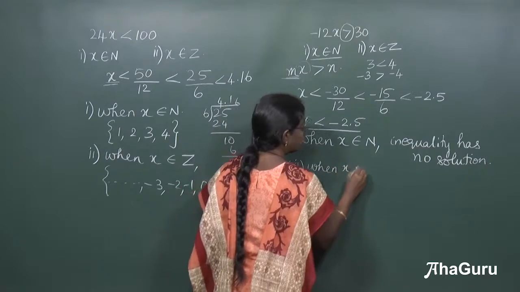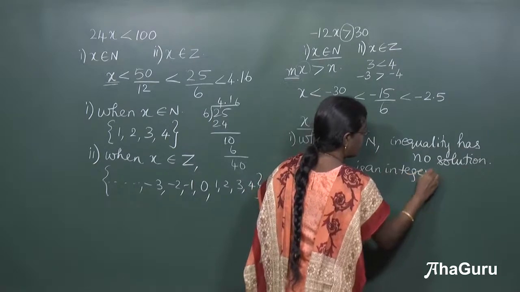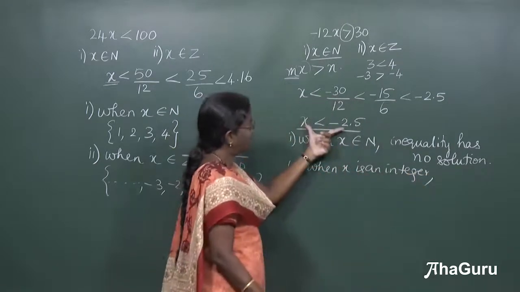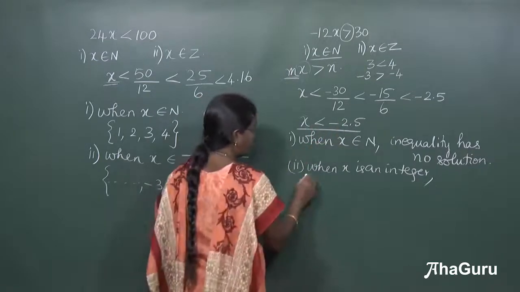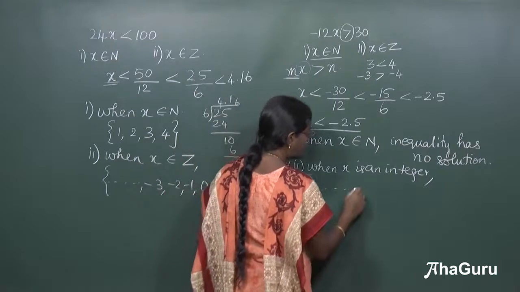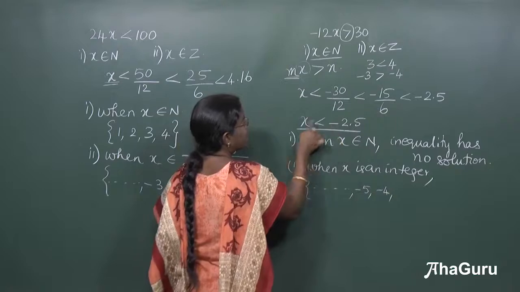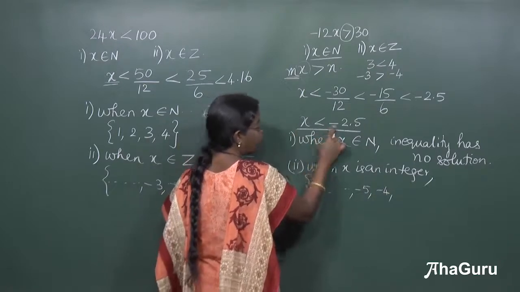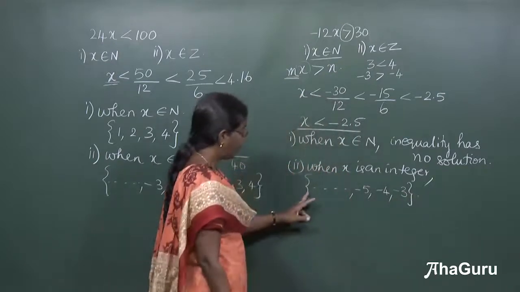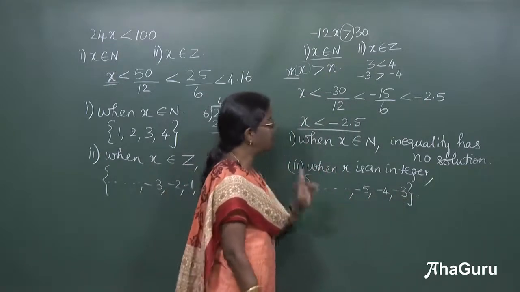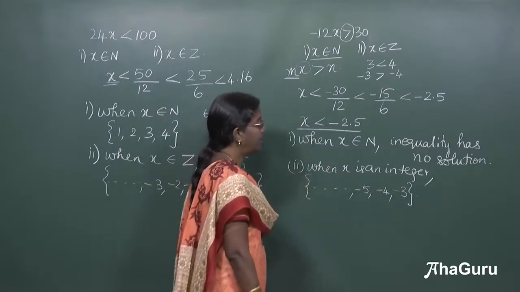When x is an integer, solution set will be the entire set of integers which are less than minus 2.5. So, it will have all the negative integers minus 5, minus 4, any integer which is less than minus 2.5. So, we can include till minus 3. All the negative integers till minus 3 will be the solution for this inequality when x is going to be an integer.